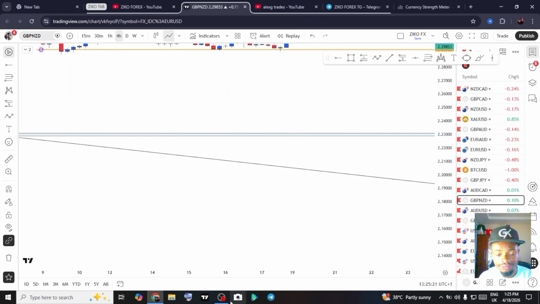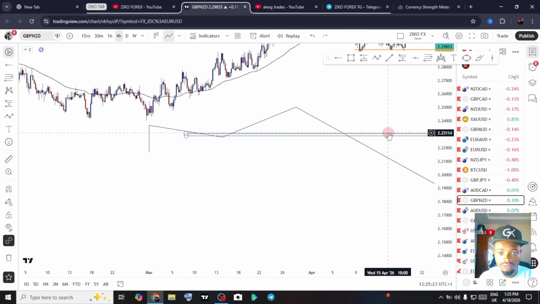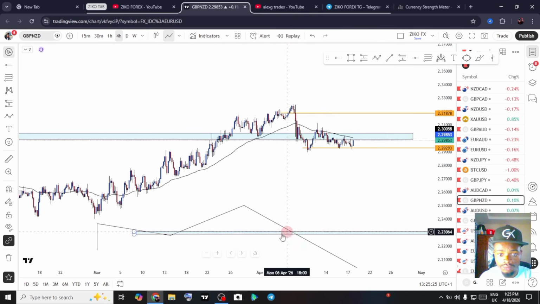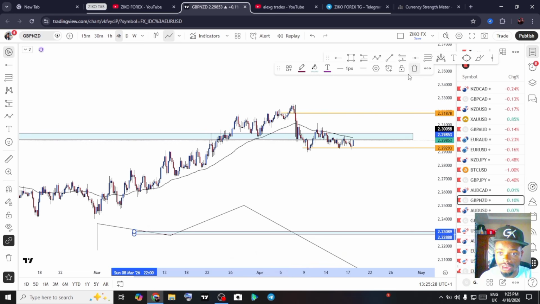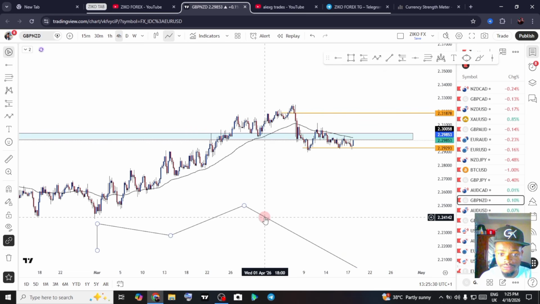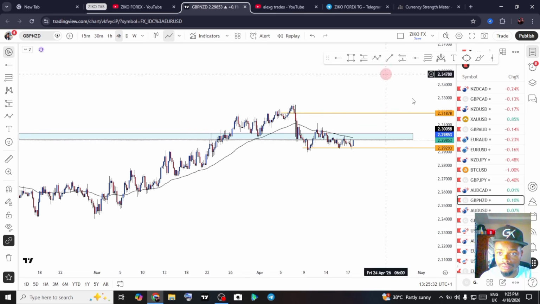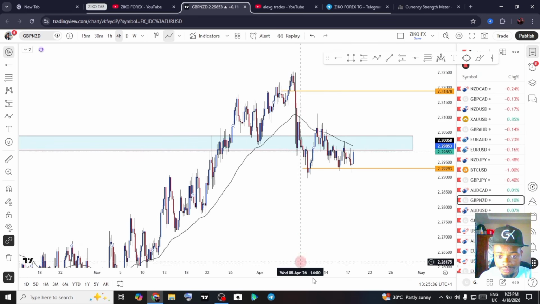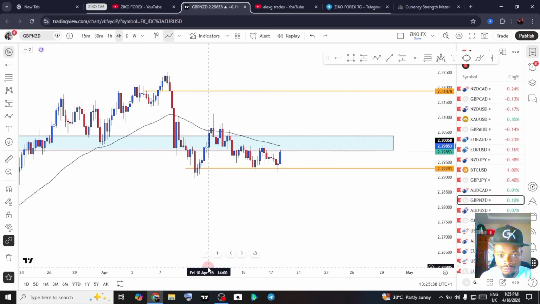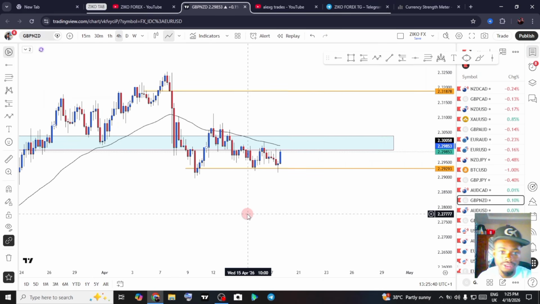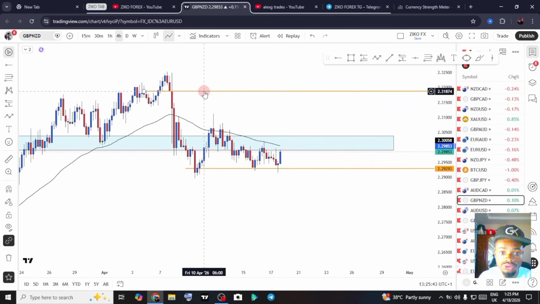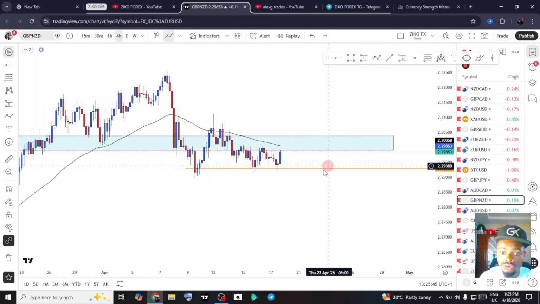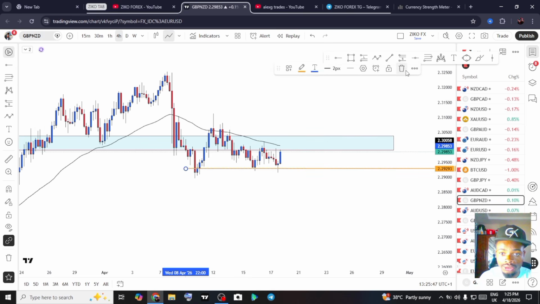4 hour time frame. Let me delete all these things. All right. This is actually a very good trade for selling. So here's my thought process on the 4 hour time frame now.